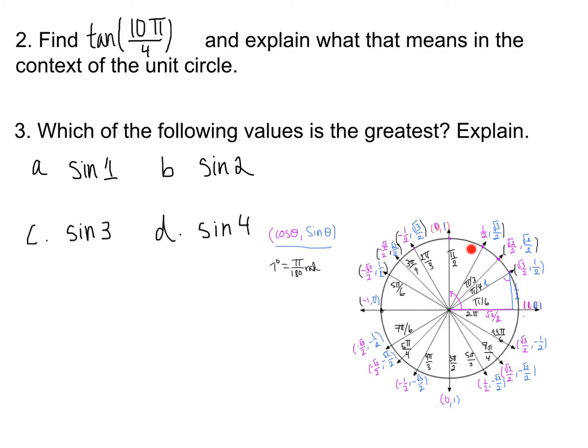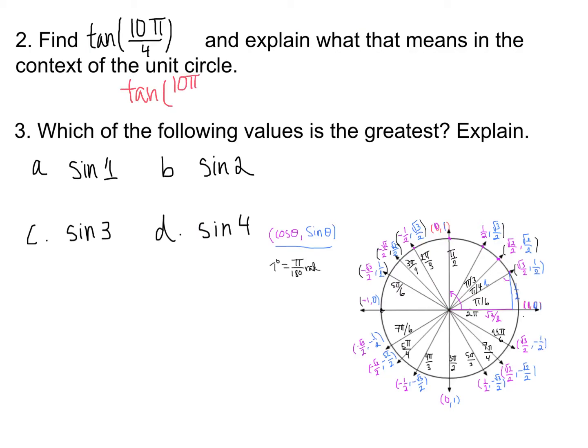So 10 pi over 4, well, I know it takes 8 pi over 4s to get all the way to 2 pi, right? Think about it. 8 pi over 4, 8 over 4 is 2, so that'll be 2 pi. So one way around will be 2 pi, and then I go another pi over 4, that's 9 pi over 4. 10 pi over 4 will be exactly 90.